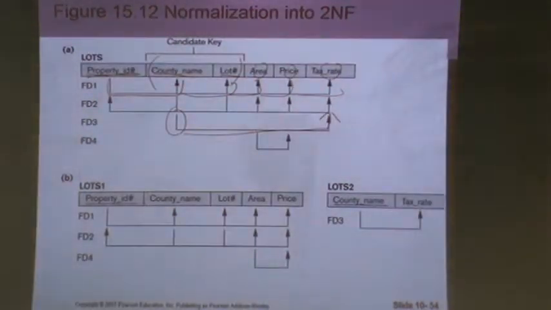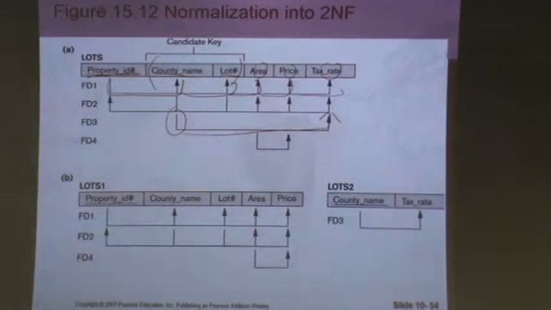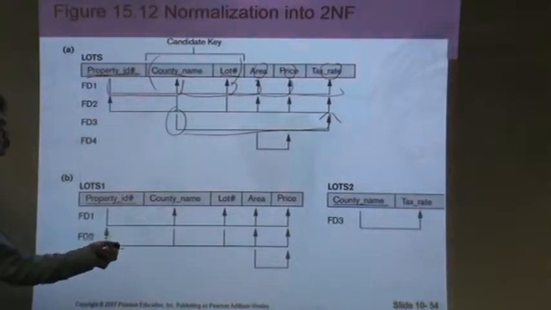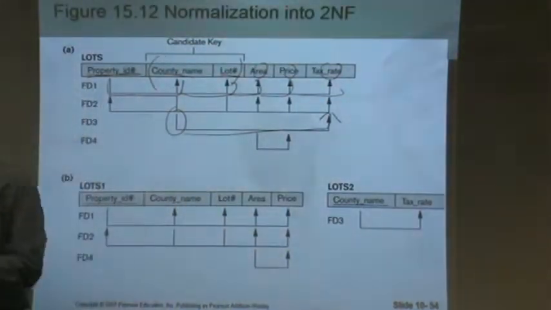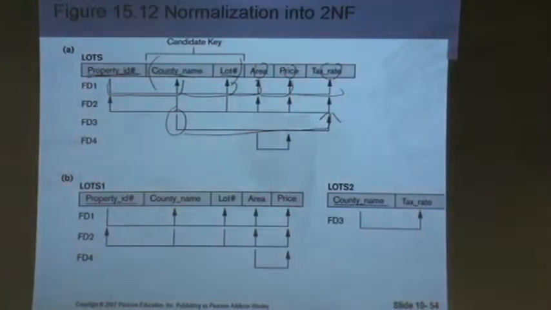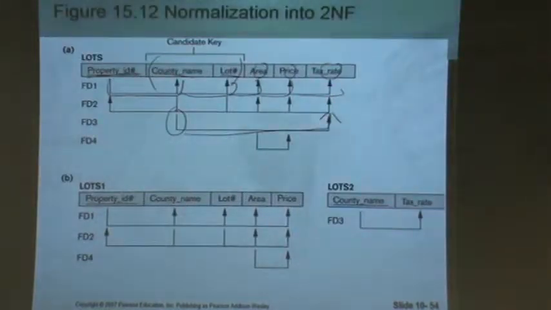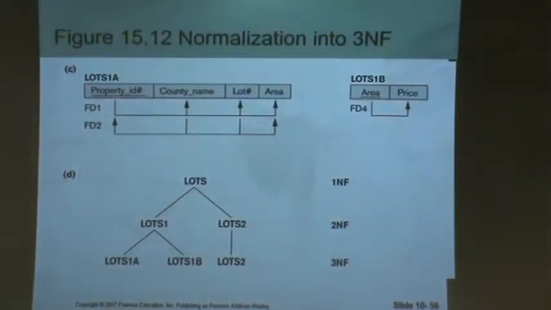What is the third normal form? No transitive. It will be determined by only prime attributes. However, we can see the area determines price. That is a transitive. Okay? So this is not in third normal form. What will be the solution? We can take out the area determines price. So this is the third normal form.